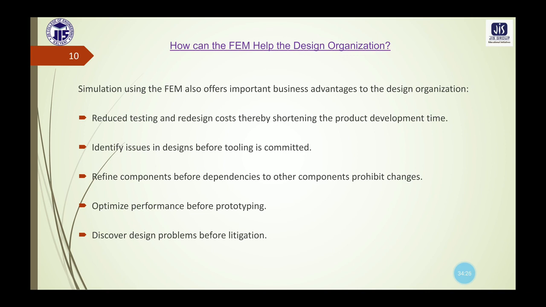Now, how does the finite element method help the design organization? The simulation using the finite element method also offers important business advantages to the design organization, like reduced testing and redesign costs, thereby shortening the product development time. Next, identify the issues in design before the tooling is committed, and refine components before dependencies to other components prohibit changes. We can optimize the performance before prototyping and discover the design problems before litigation. So these are the different advantages which can be achieved by the finite element method.